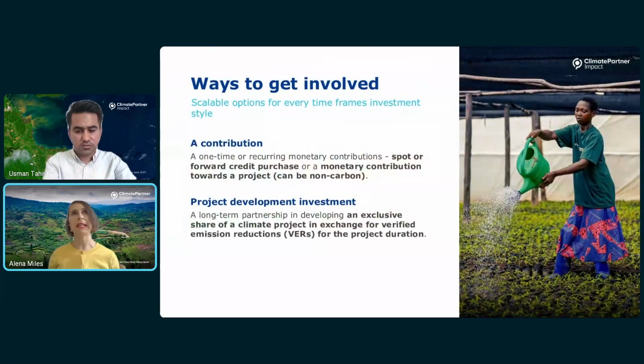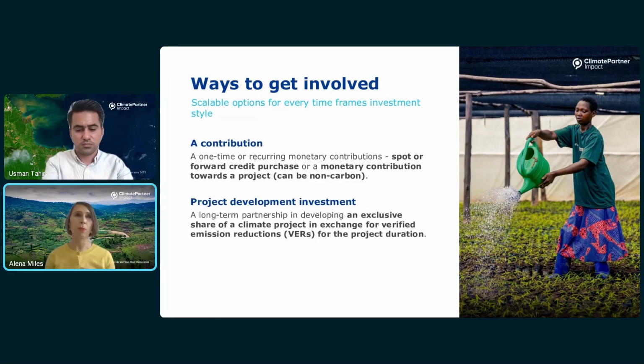So what I want to talk about is how we actually work with our clients. And the good news is that we have many different solutions for a company, depending on things like their time frame, the budget, their vision, and climate goals. Some companies that we work with just want to make a one-off contribution to a climate project. And that could look in a number of different ways. It could be a spot or forward credit purchase, or it could be just a monetary contribution towards one of our projects, because not all of our projects are actually carbon projects. We have many others, like plastic projects, many different ones that are not even related to carbon.